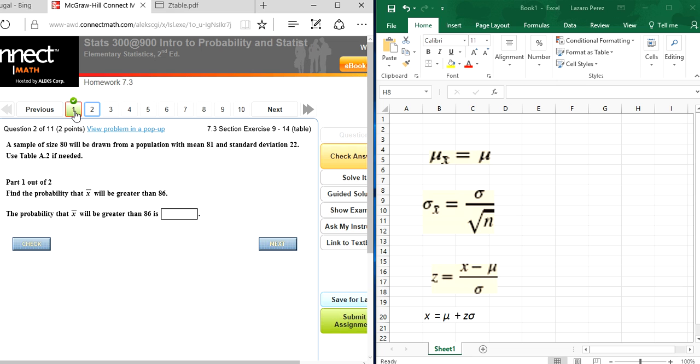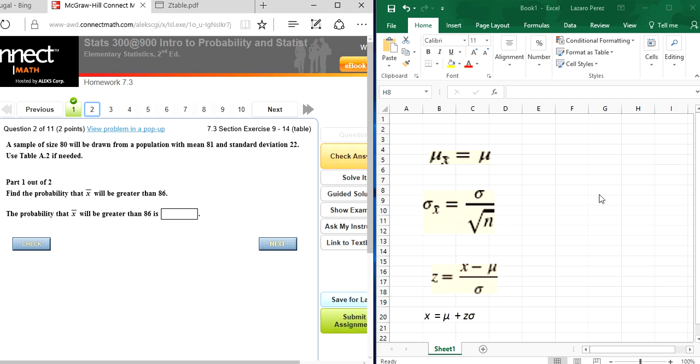Question one, I did it. It was pretty simple, so we're just going to start with two. A sample size of 80 will be drawn from a population with a mean of 81 and a standard deviation of 22. Use a table if needed. Part one of two: find the probability that the mean will be greater than 86.